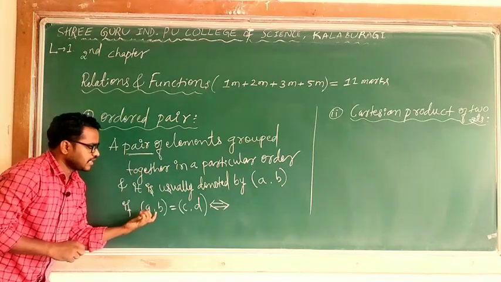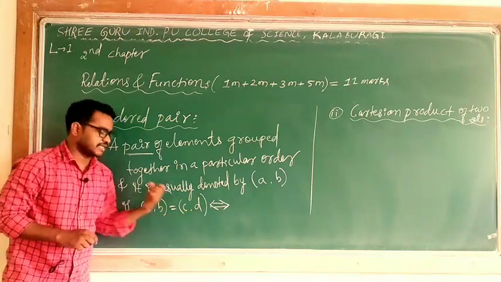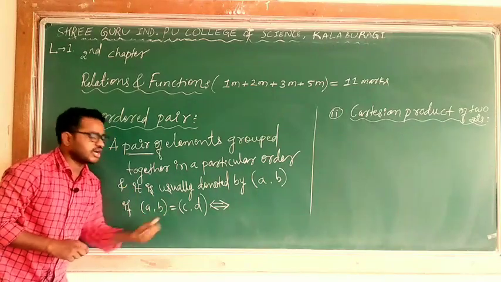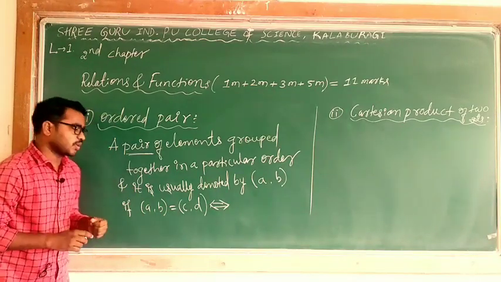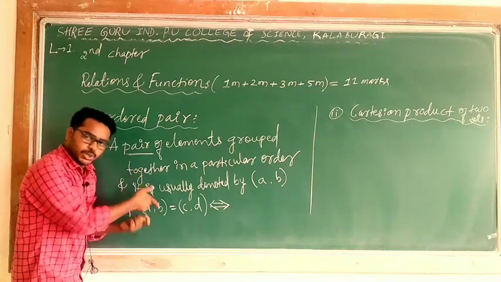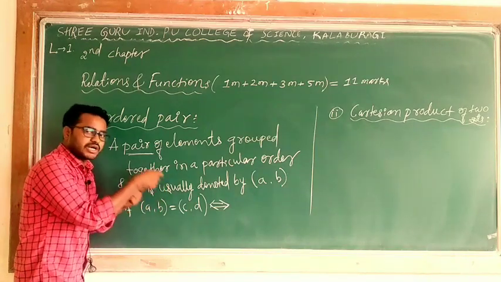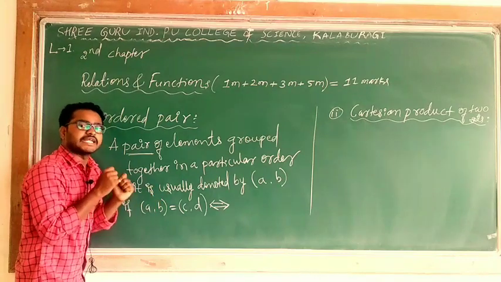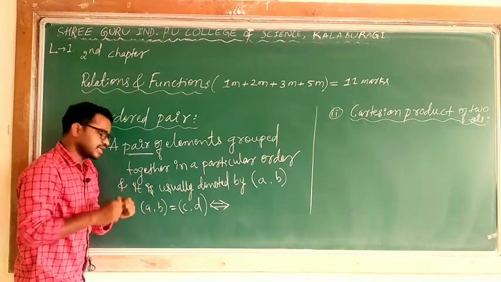So, (A, B) and (C, D): if these two ordered pairs are equal, it is when their corresponding elements are equal. I am saying here these two are equal. When these two are equal, you say their corresponding elements. What are the corresponding elements?